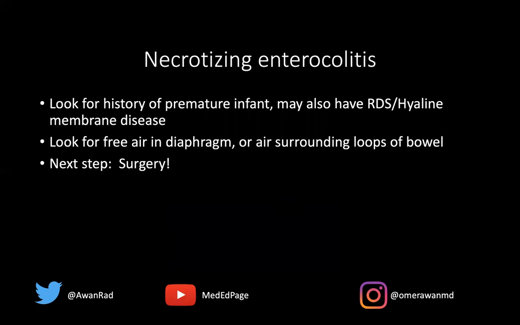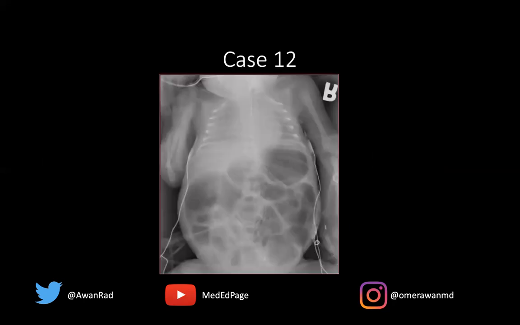Typically, the risk factors are a premature infant, right? They have RDS or hyaline membrane disease. You're looking for free air under the diaphragm. The next step is always going to be to do surgery. Nice case of necrotizing enterocolitis.